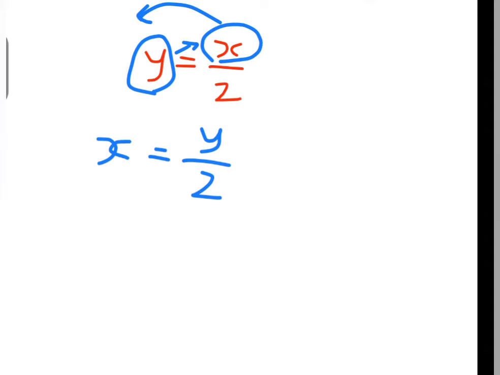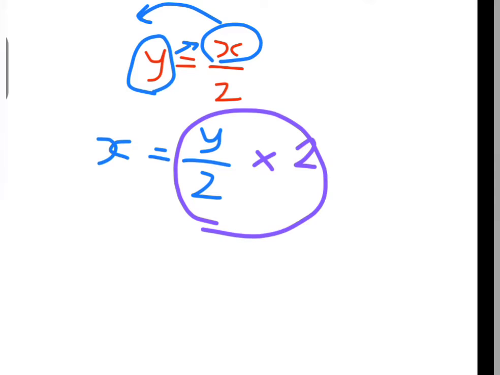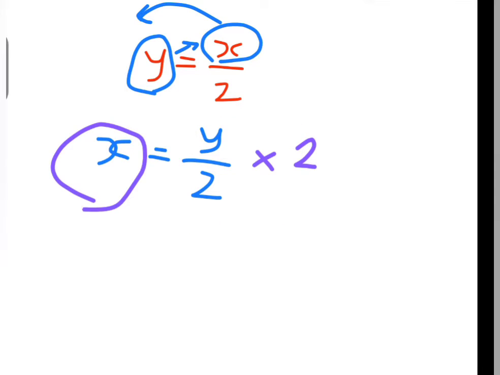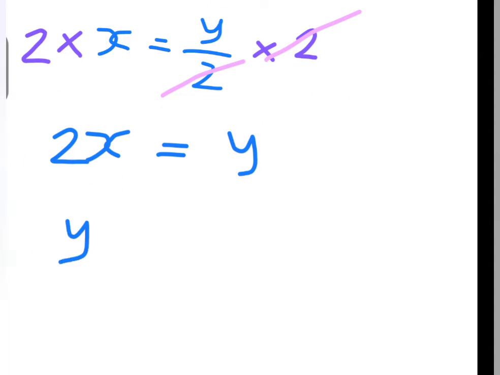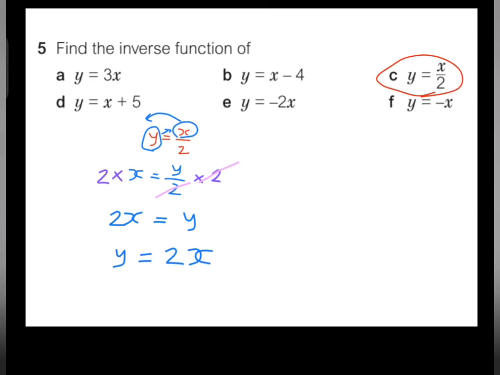So we multiply this side by 2. And because we multiplied this side, we have to do the same with this side. So we multiply it by 2. And it's going to be 2x equals, when you simplify, this 2 will go with this 2. And we're left with y. So y equals 2x. Or 2x equals y, it's the same. And this is how you find the inverse function for C.